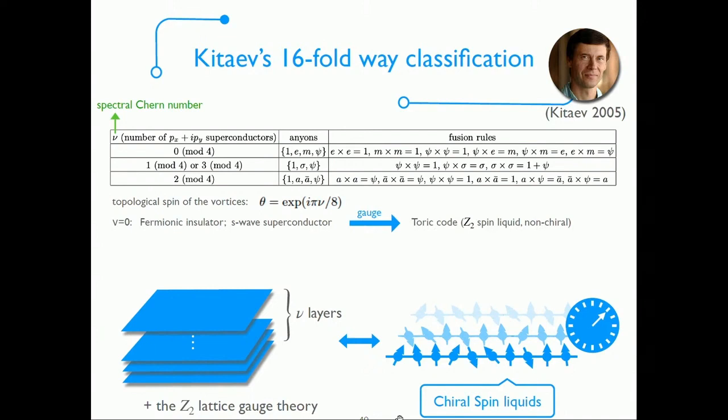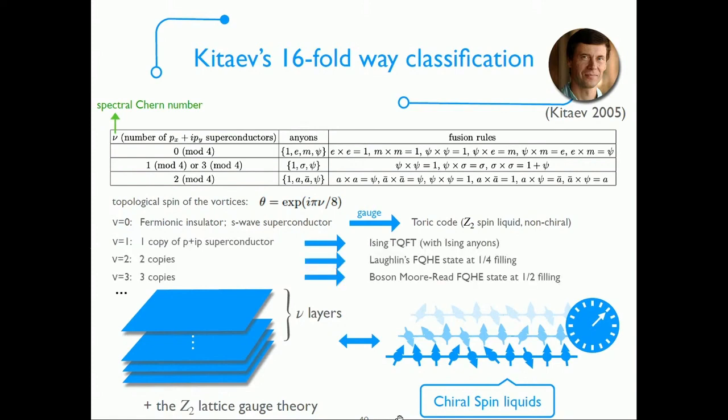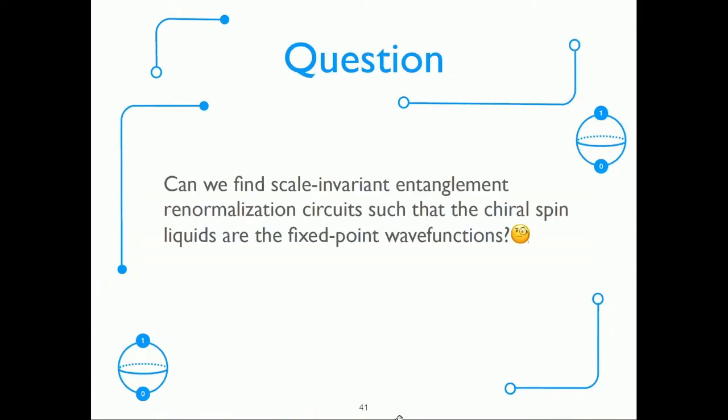And there are some simple examples. If mu equals 0, you have a fermionic insulator, or you could consider an s-wave superconductor. When you gauge it, you just get the usual toric code, which is non-chiral. But if you have a single copy, you get the Ising TQFT. If you have two copies, you have a Laughlin fractional quantum Hall state at quarter filling, and mu equals 3 gives you the Moore-Read states. So you have a whole class of states constructed this way.